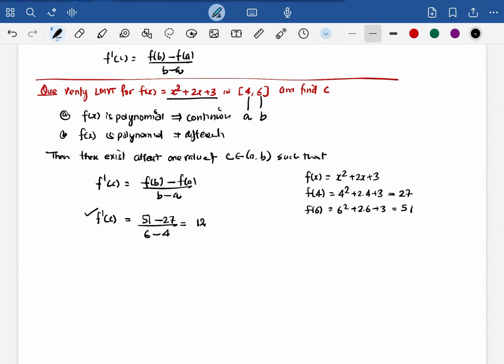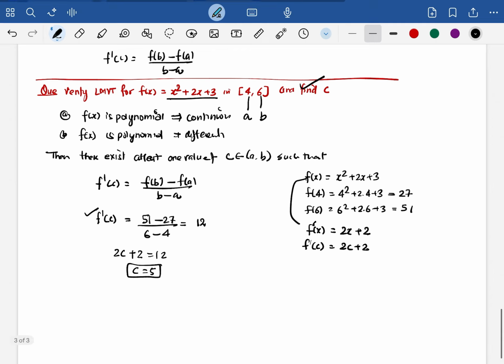So we know that the right side is 12, but what is f dash c? f dash x is 2x plus 2. So can we say f dash c is nothing but 2c plus 2, and equate the same: 2c plus 2 is equal to 12, and from here you will find the value of c, and this is what is being asked in the question.